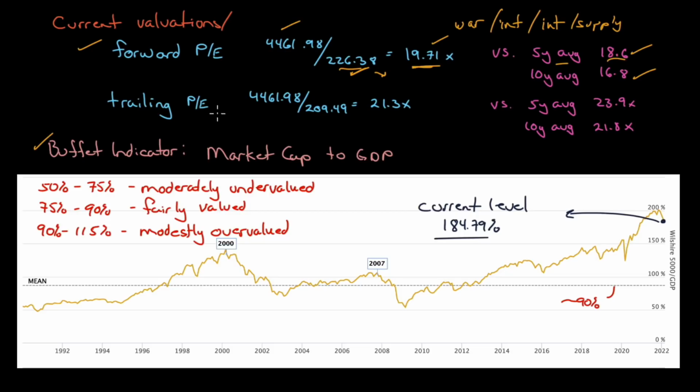If we look at it in terms of a trailing PE, this is last year's earnings. Here's where we are. We're 21.3. The 5-year average is 23.9. The 10-year average is 21.8. That would suggest, well, on a trailing basis, you're fairly valued. So why the big difference between trailing and forward?